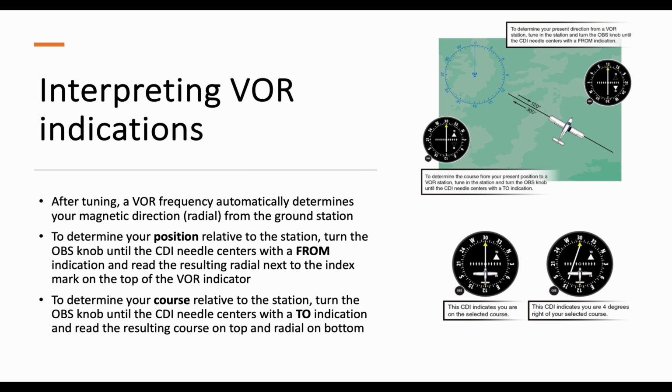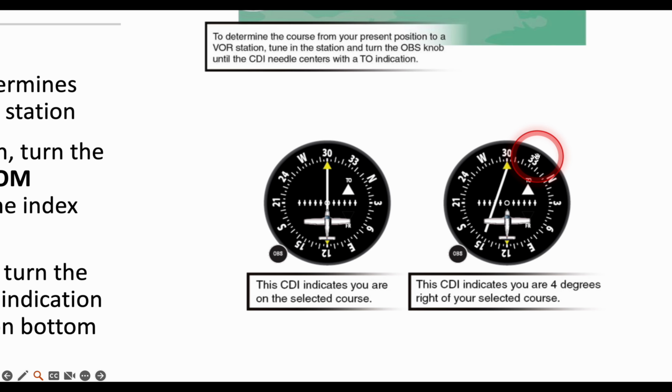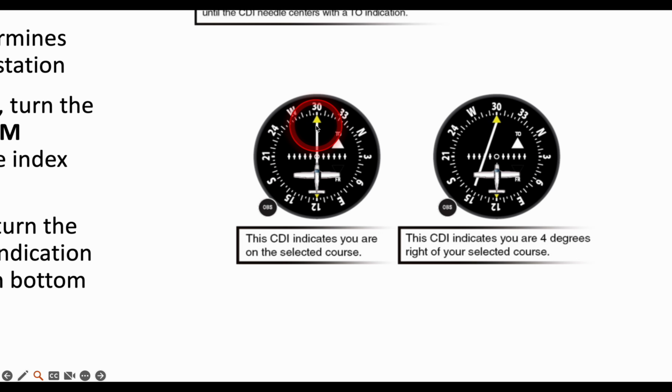Now we'll get into interpreting VOR indications. Once you've tuned and ID'd a VOR frequency, you can determine your position just by twisting that OBS knob and aligning the CDI needle in the center. Anytime that needle is centered, it means that you're currently located on that radial. If you notice that the CDI needle is off center, it means that you're not located on the radial.